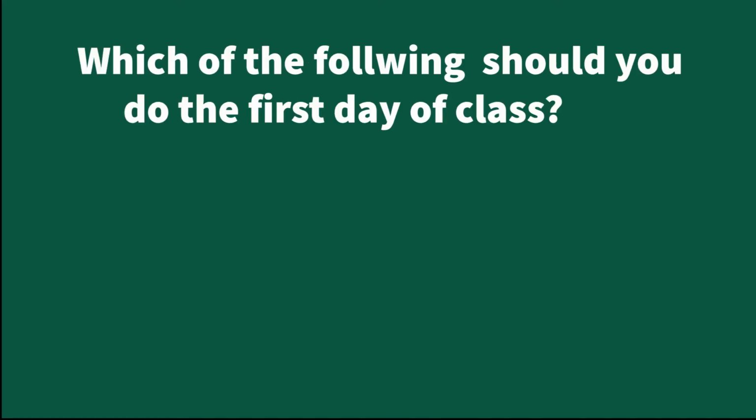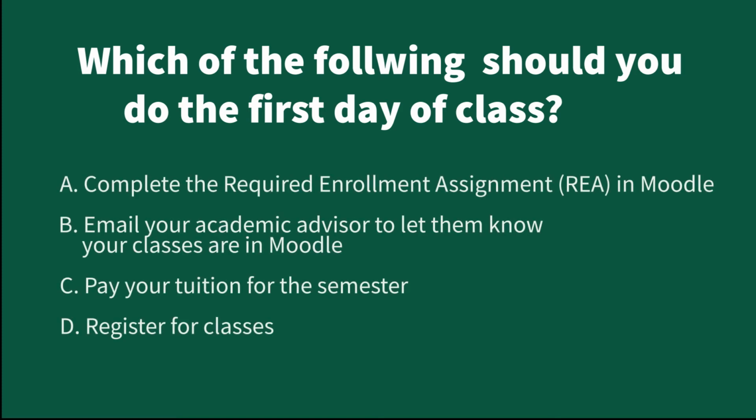Before heading into our last section, let's take a quick minute to check our understanding of what we just covered. Which of the following should you do the first day of class? A. Complete the required enrollment assignment in Moodle. B. Email your academic advisor to let them know your classes are available in Moodle. C. Pay your tuition for the semester. Or D. Register for classes.